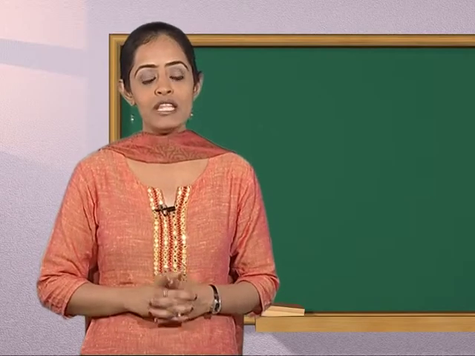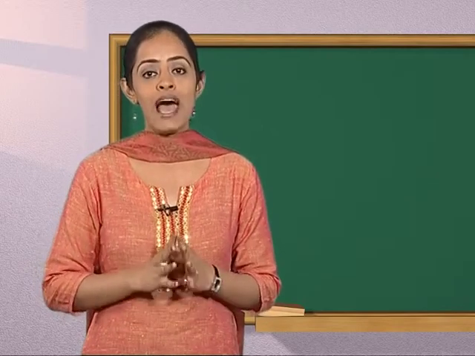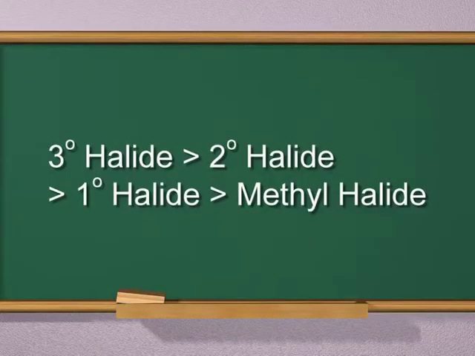Therefore, towards SN1 reactions, the reactivity order of alkyl halides will be as shown on the screen. 3-degree halide is more stable than 2-degree halide, which is more stable than 1-degree halide, which in turn is more stable than methyl halide.